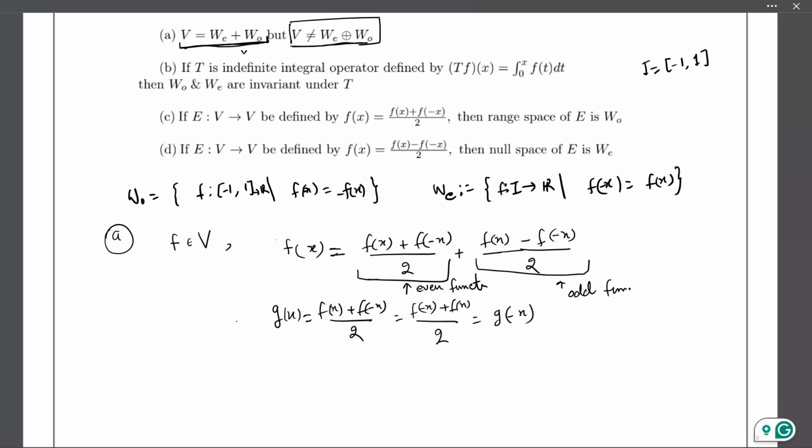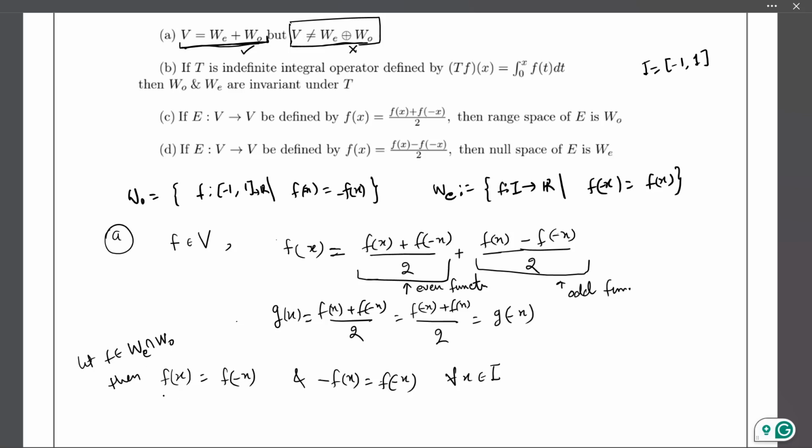This part is very much correct, but the second part is wrong, because something which is an even function and an odd function together will be zero. Let me explain this part also. Let f be even and odd both. Then f of x is equal to f of minus x, and minus f of x is equal to f of minus x, for every x in the domain which is I. Let me take f to be common inside WO intersection WE.